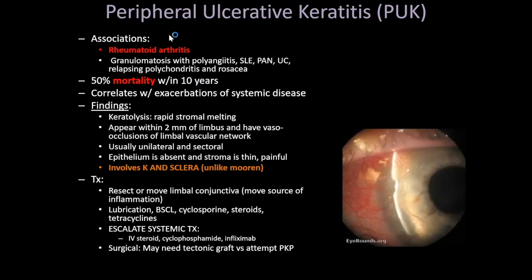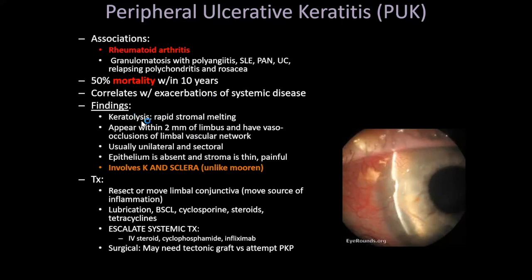Then it may be associated with peripheral keratitis. It has 50% mortality within 10 years, and it correlates with exacerbation of systemic disease. The severity of the systemic disease tells how the patient is either well or poorly managed, and that tells on the clinical presentation you find.